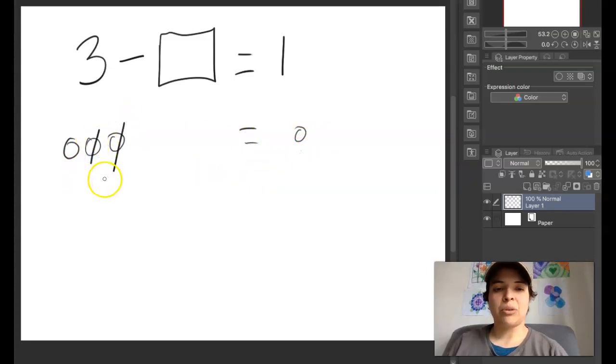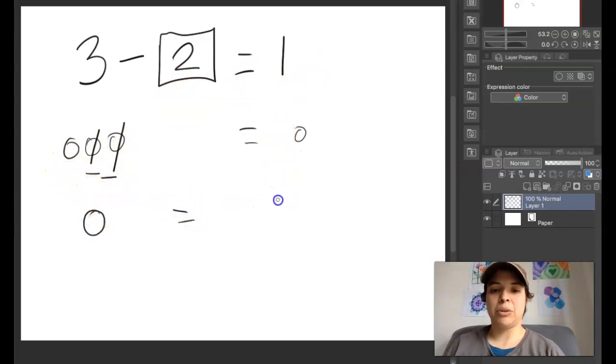Okay, so I'm going to cross off another one. Now I've crossed off 2. And once I do that, is 1 the same as 1? Oh my gosh, it is. 1 is the same as 1. So how many did I end up crossing off? Well, I ended up crossing off 1, 2 of them. So the mystery number is a 2. So I'm saying that 3 minus 2 is the same as 1. And my picture shows that, because all we have left over is 1. And it's equaling the 1 that was over here. 1 is the same as 1.